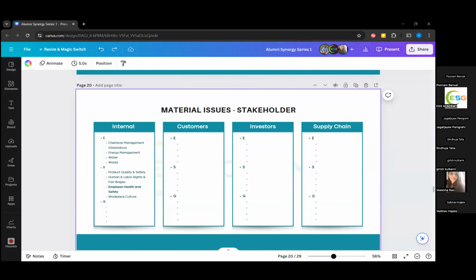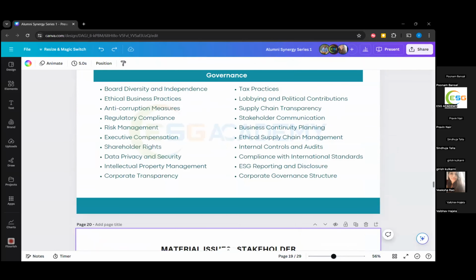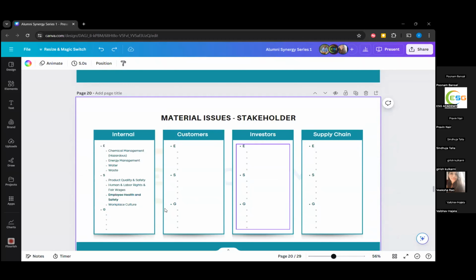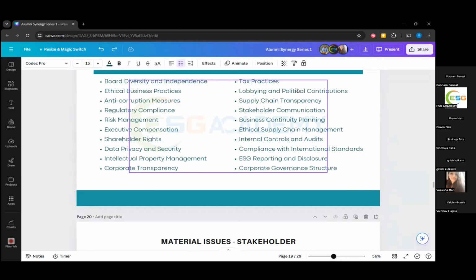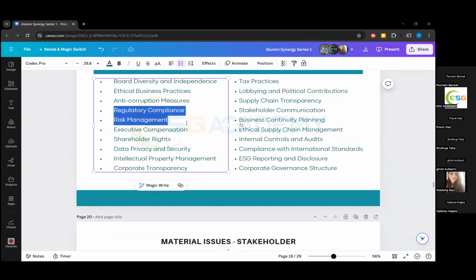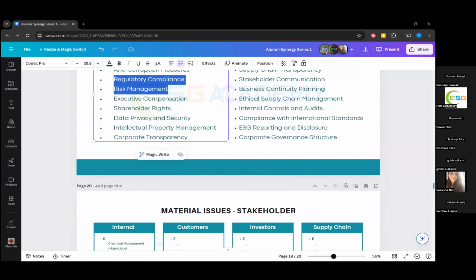The social, is that the patient privacy? That is with respect to governance, no? Governance, hospitals and all. Governance. Yeah. If we could go to G. That is regulatory compliance. Regulatory compliance. Yeah. Risk management, if at all. Okay, risk management. Data privacy and security. Right.